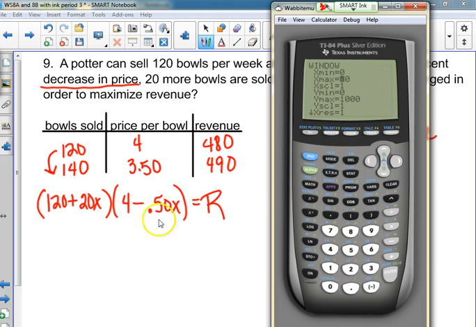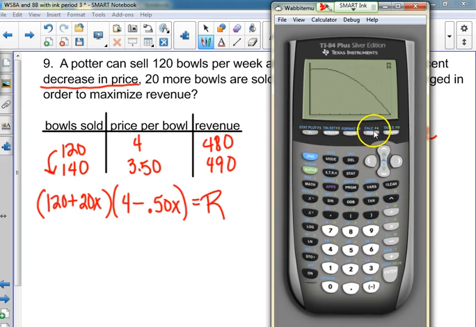How many times can you decrease the price if you're only at $4 and you're going down 50 cents? 8 times till you're giving the bowls away. So 0 to 8. And 490, so I don't know, 550 maybe would be the maximum. Yes, I got a maximum in this window. No. Or I did something wrong. I have 120 plus 20x and 4 minus 0.5x. And then I did 0 to 8 and 0 to 550.